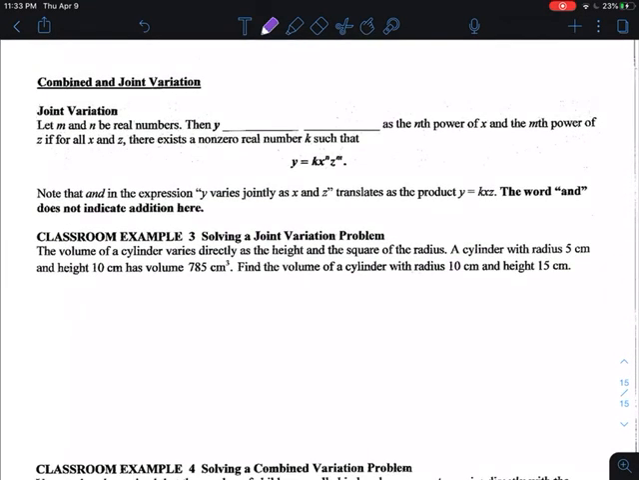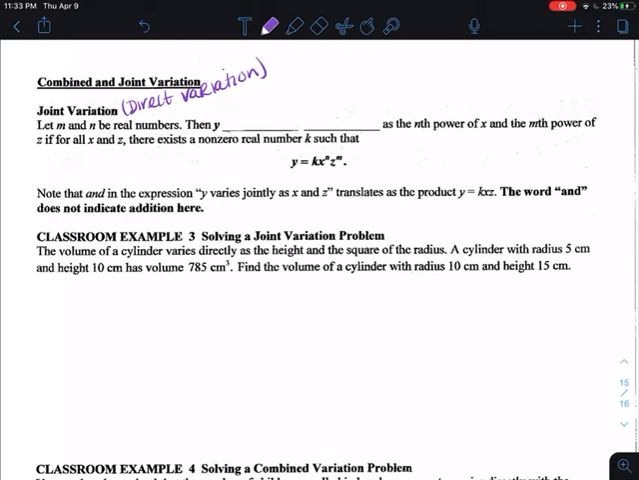Now I want to look at combined variation, problems that combine direct and inverse together. So joint variation, when you see the word joint, think about direct variation. The only difference is you're going to have more than one variable. So when I see joint variation, I think about direct variation. That means the variable goes beside your k.